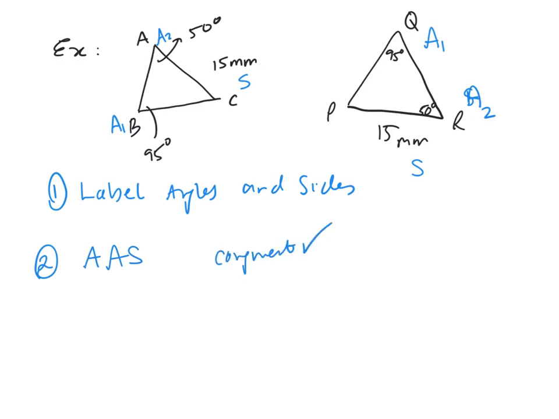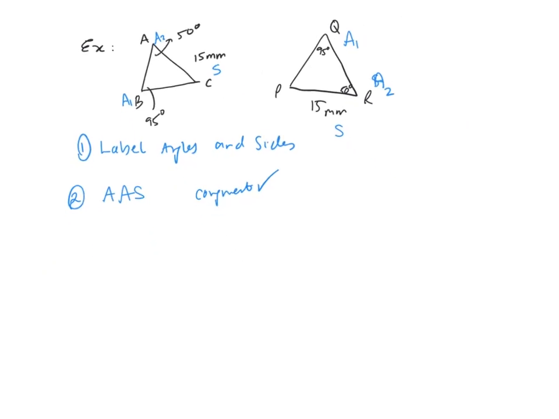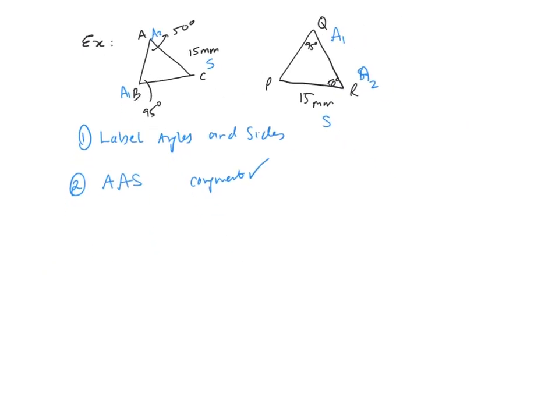But we need to prove this using correct terminology. So let's have a go. First thing first, I'm going to start off by writing angle 1. Now angle 1 is 95 degrees. So I'm going to write that down. Angle 1 is 95 degrees.